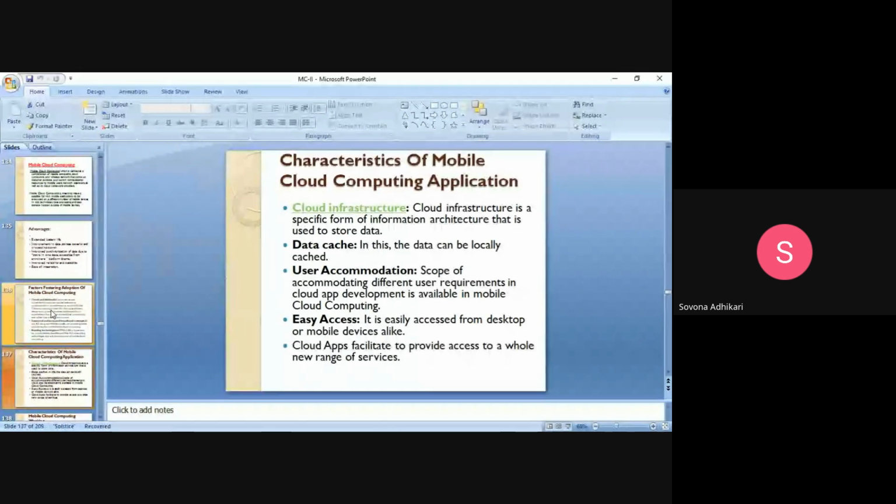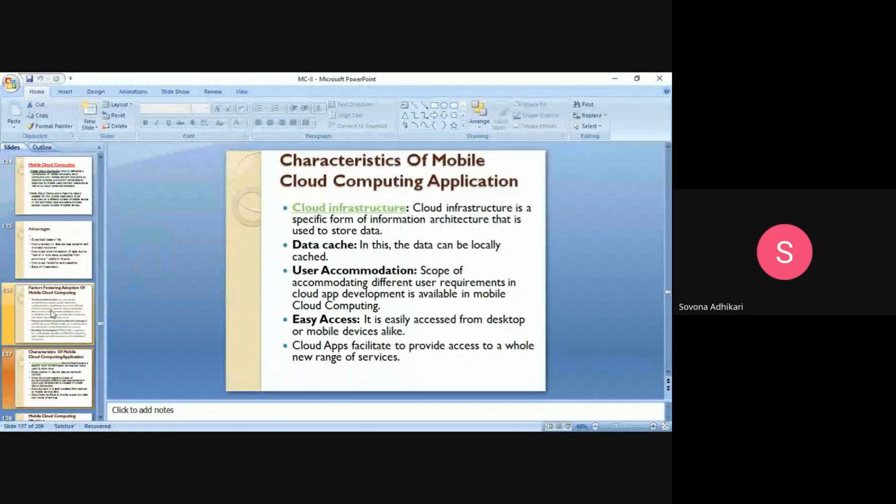Characteristics of mobile cloud computing applications. Let's see what the characteristics are. Cloud infrastructure is a specific form of information architecture that is used to store data. As you know, in cloud computing the data is stored in the cloud and we can use it when we need it. The data is stored in the cloud, where we can access it at the time of necessity.